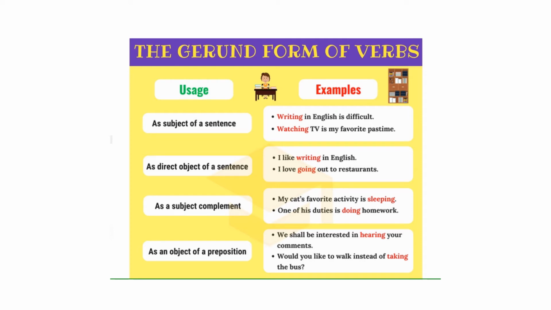As subject of a sentence. Example, writing in English is difficult. Watching TV is my favorite pastime. As direct object of a sentence. I like writing in English. I love going to the restaurants. As a subject complement, my cat's favorite activity is sleeping. One of his duties is doing homework.